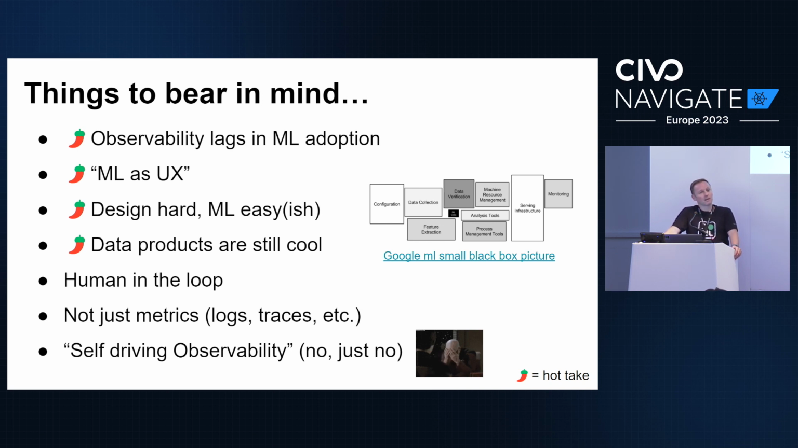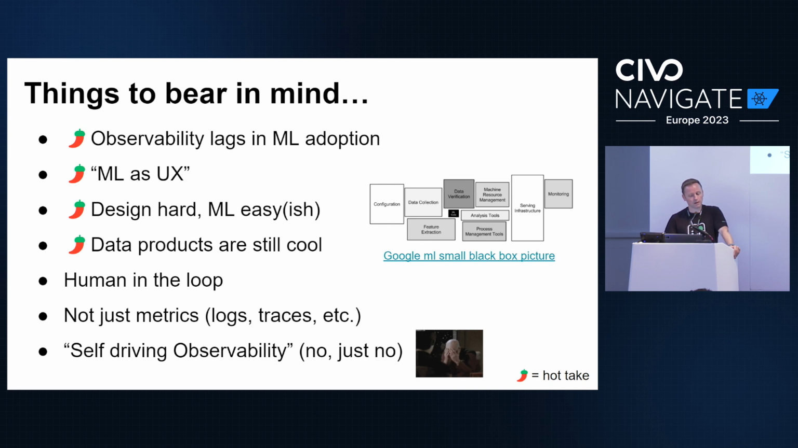There's a lot of low-hanging fruit to get started. Ideally, if you're not embarrassed by your first ML implementation, then you haven't done it right. The whole idea is to use as simple ML as you can get away with, and then the hard part is designing the inputs, the outputs, how it all hangs together, and what the actual value is to the user. And data products are still cool.